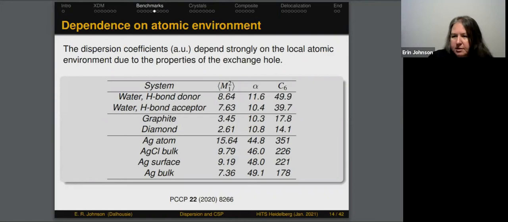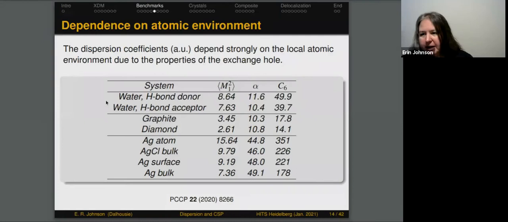So it's really important that we have a sophisticated dispersion method that depends on properties of the electron density to capture these atomic many body effects or electronic many body effects coming from different chemical environments.